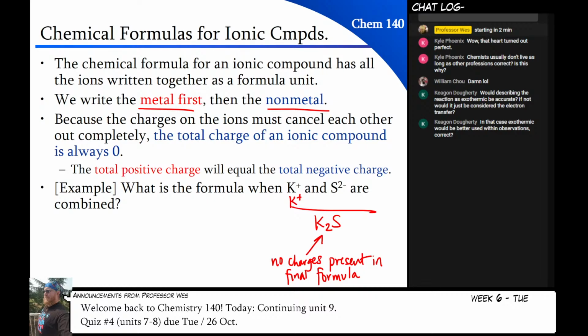When you've written the ionic formula, all the charges neutralize, and so you don't write them. The total charge is 0. So you just leave it 0.